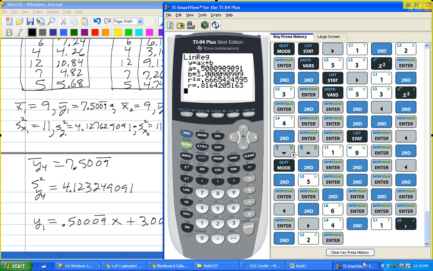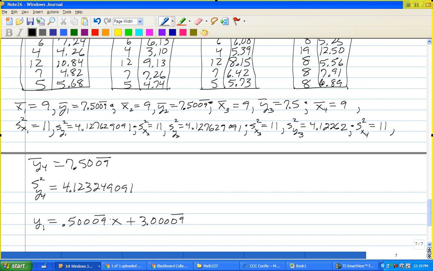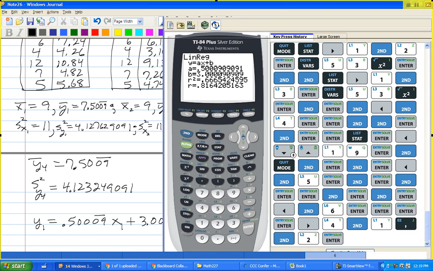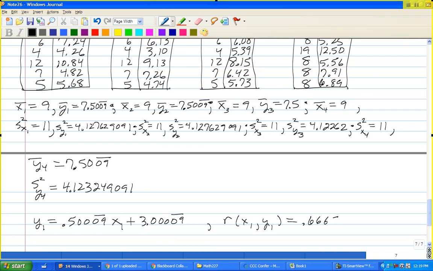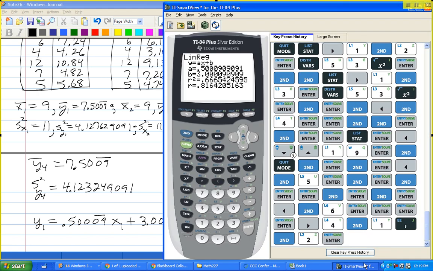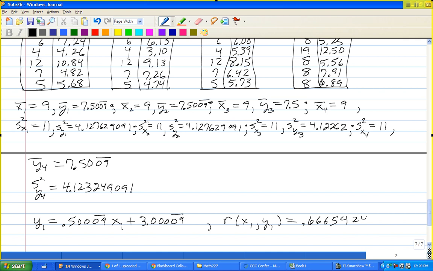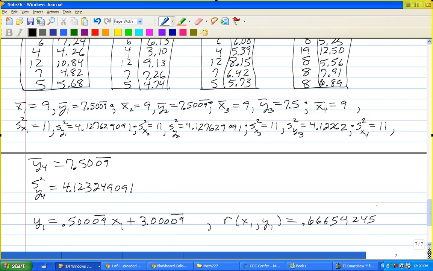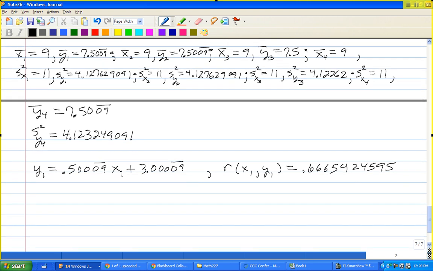And then we want to figure out R, I believe. And so R, this is a 1. R is 0.665. 4245. 424595. Okay. Let's do the other one.